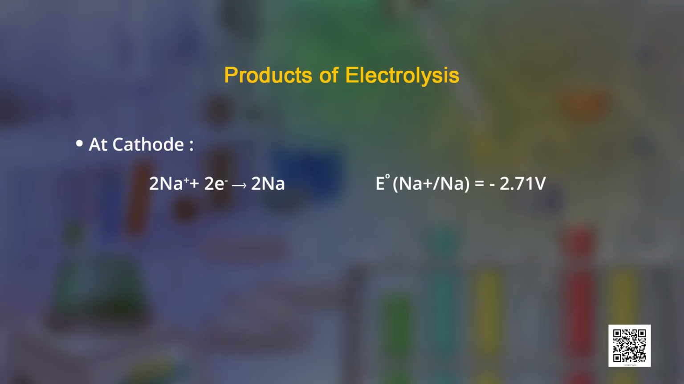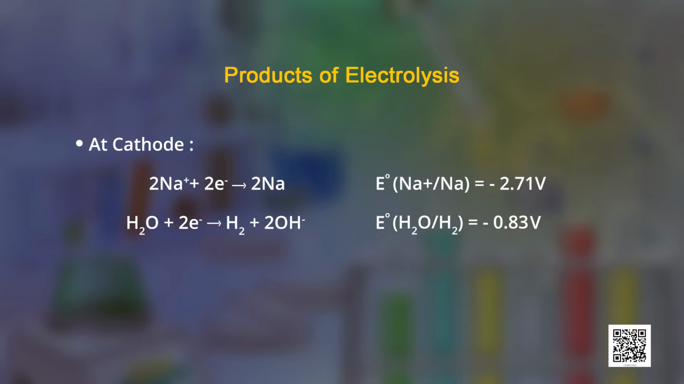At the cathode, sodium ions gain electrons and the reduction potential is recorded as minus 2.71 volt, while water gains electrons and converts into hydrogen and OH negative ions. The reduction potential of water is recorded as minus 0.83 volt. If two cations are present in the electrolytic cell, the one which has higher reduction potential will get reduced first. Thus, hydrogen gas is evolved at the cathode while sodium ions remain in the solution because of their lower reduction potential.